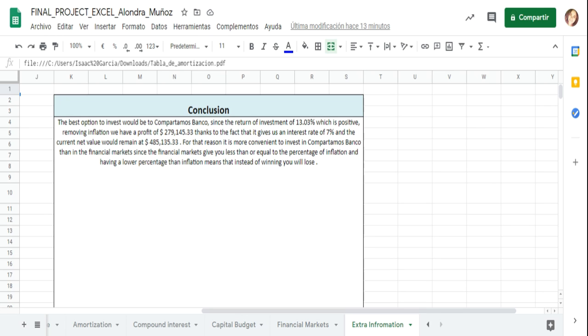And as I told you, if you have a lower percentage of interest, you could lose money instead of winning money. And I think it's better to invest in a bank or in a financial market, because in the future it will give you more benefits, and you could win or gain more than if you buy a car.